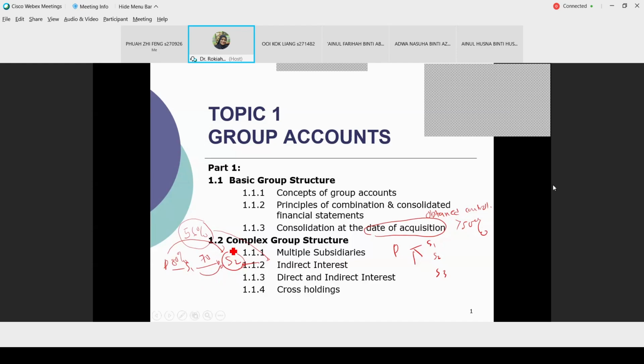Then item number 3 here is a combination of direct and indirect interest. Later in the structures, you're going to look at how they have direct and indirect interest. And the last one is cross-holding. Cross-holding is very complicated. I think for your exam, you need to know up to direct, indirect, multiples, and combinations of direct and indirect. Cross-holding is very complicated.